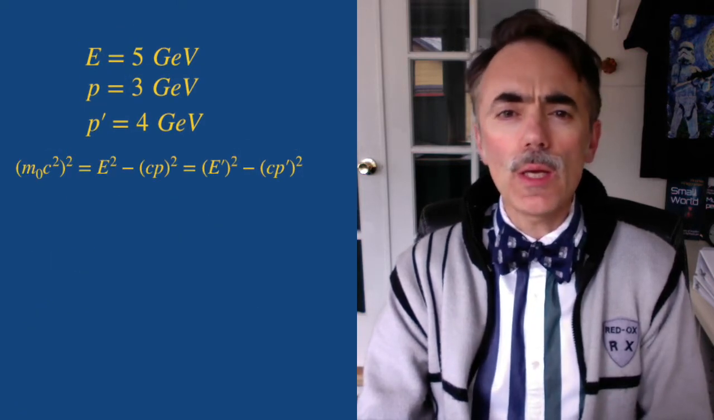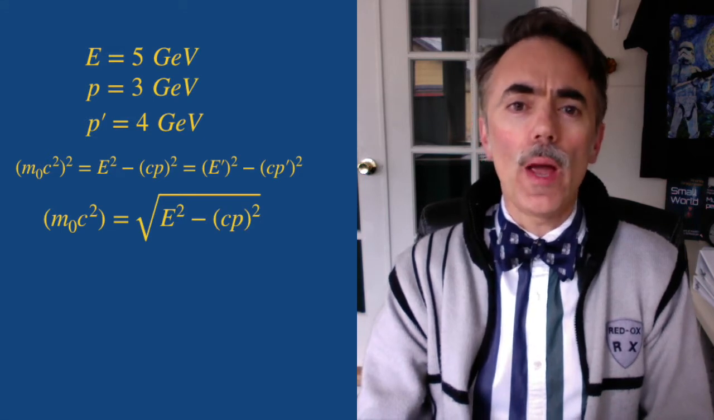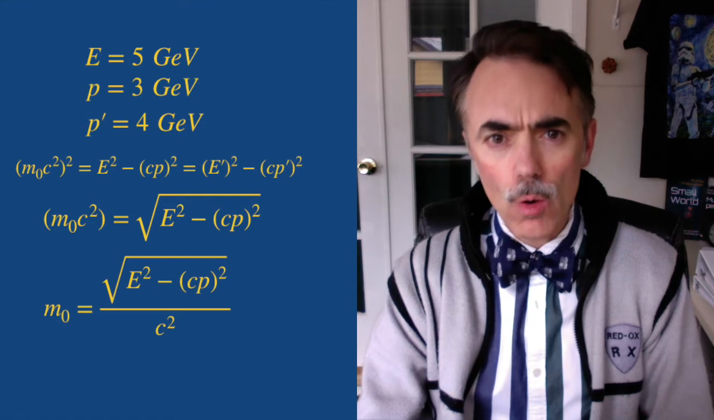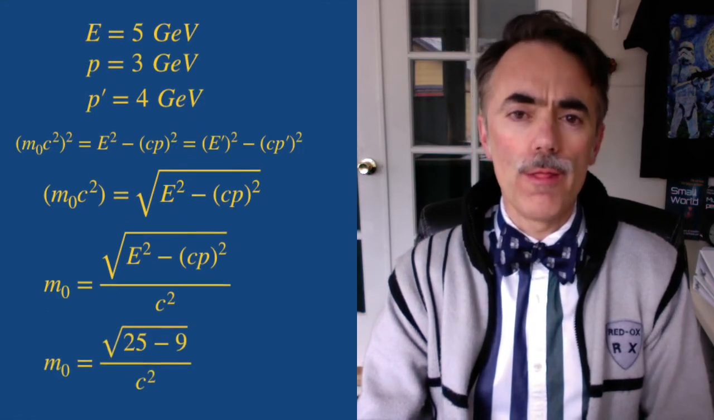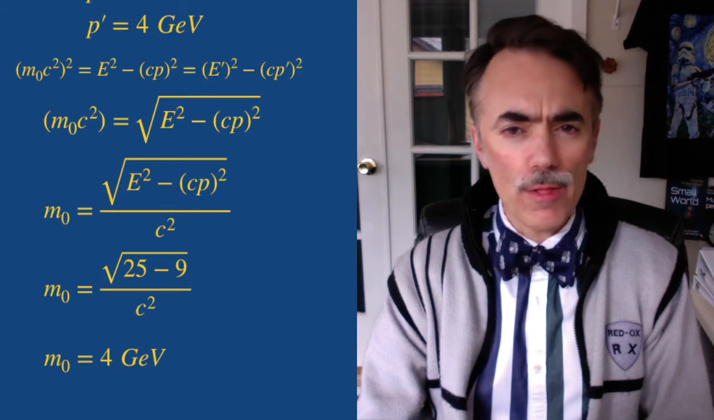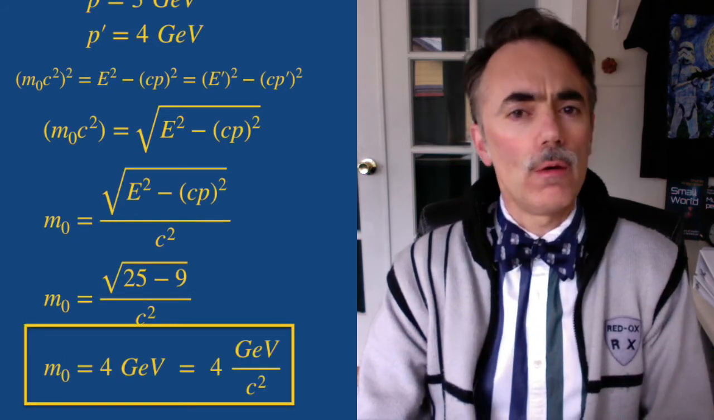If we want to calculate the rest mass of this particle, we just use the same equation again, but now we calculate E squared minus c p squared. So m is equal to the square root of E squared minus c p squared over c squared. This is 4 GeV. Again, you can find this result written as 4 GeV over c squared or just 4 GeV.